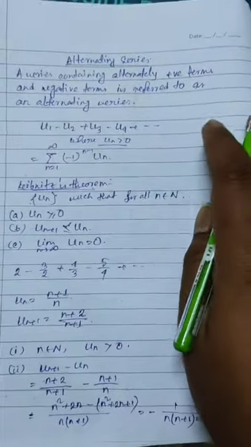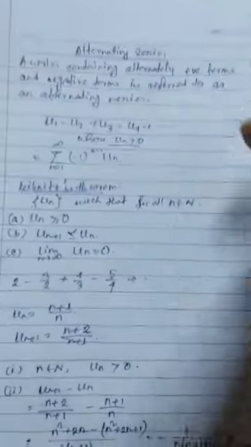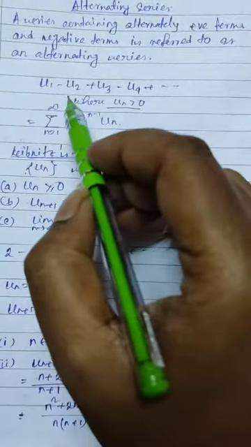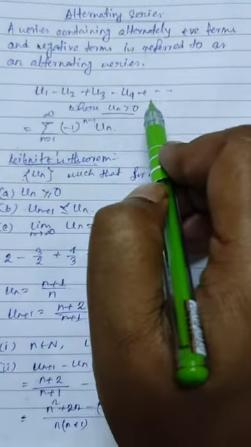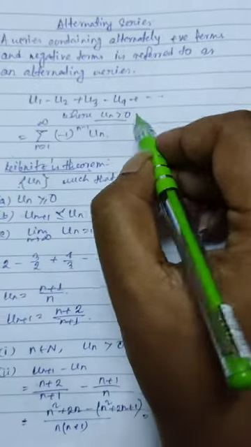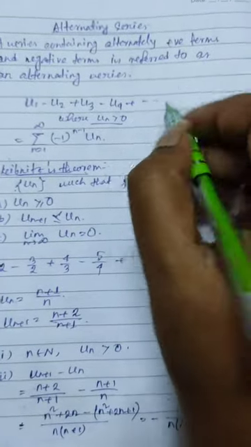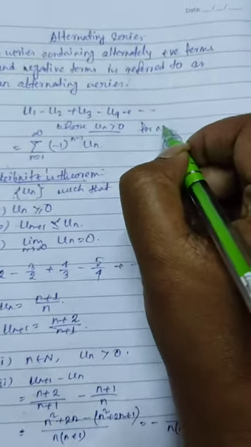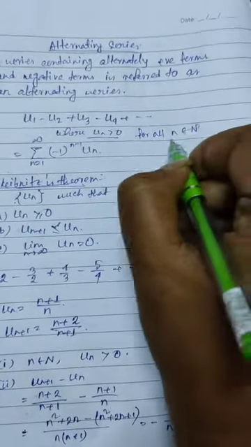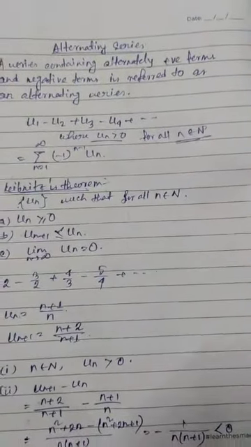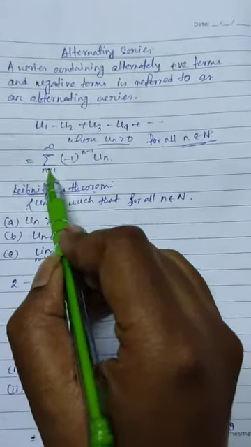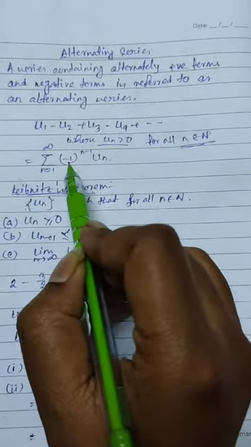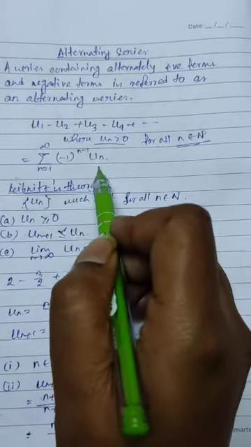That means suppose we consider this series, that is u1 minus u2 plus u3 minus u4 plus and so on, where un is greater than 0 for all n belongs to N, that means a natural number. Then we can write it in the compact form, that is summation n equal to 1 to infinity, (-1)^(n-1) un.